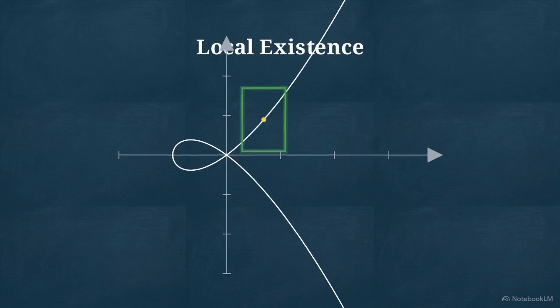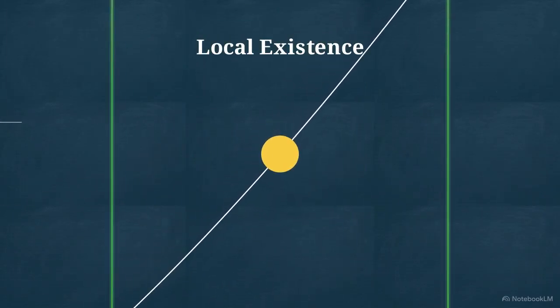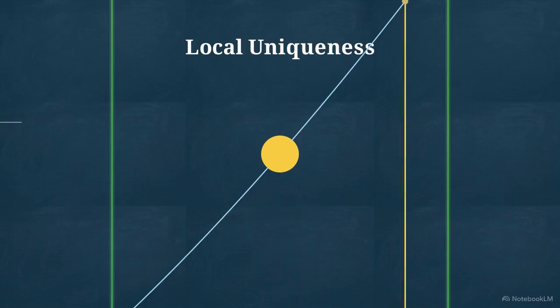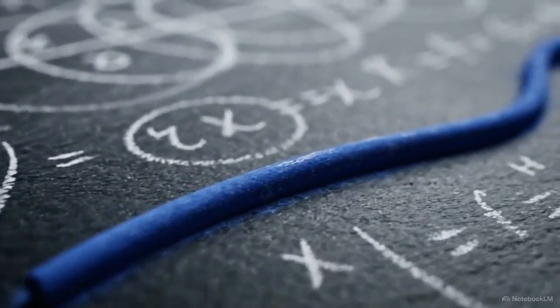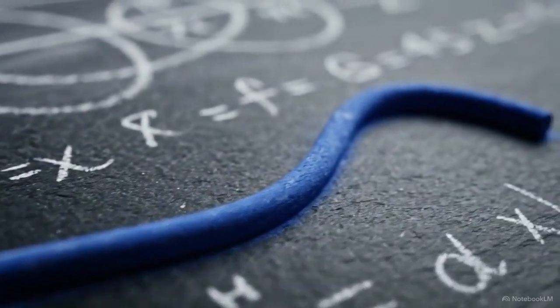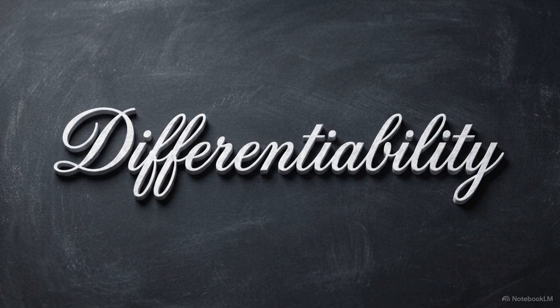First, local existence. Drawing a microscopic boundary around our safe point isolates a tiny curved slice, guaranteeing a valid function. Second, local uniqueness. Inside this box, no extra branches exist. One x yields one y. Globally, the full equation might twist and cross itself many times, but locally, inside our neighborhood, the ambiguity is completely eliminated. The third guarantee is differentiability.